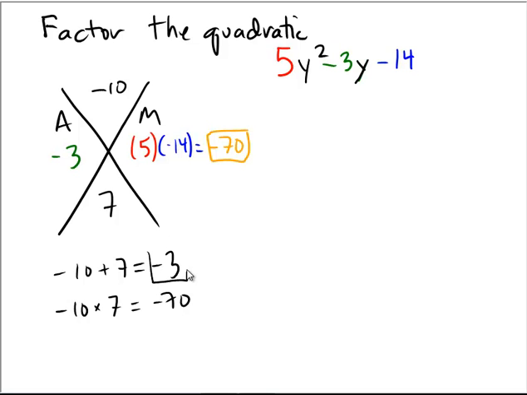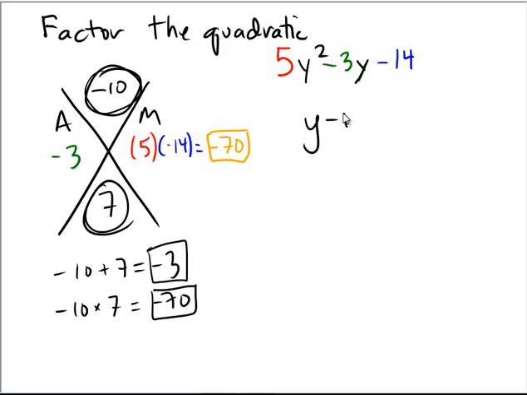So what those two answers tell us is that the answer over here should come out to be the -10 and the 7, and so the answer would be y minus 10 times y plus 7. However, because we had to multiply by the 5 in order to get the correct multiplying number, when we do this final answer over here, we need to divide by 5. Think of it as a way to compensate for the multiplication that we already did.